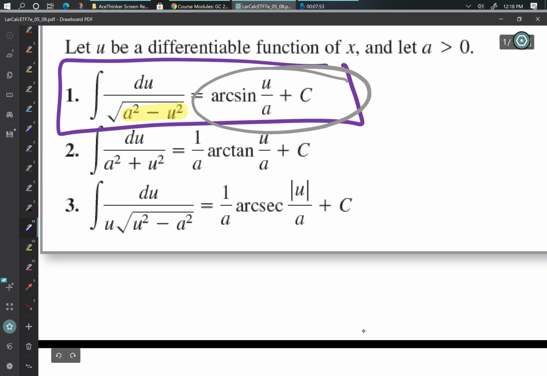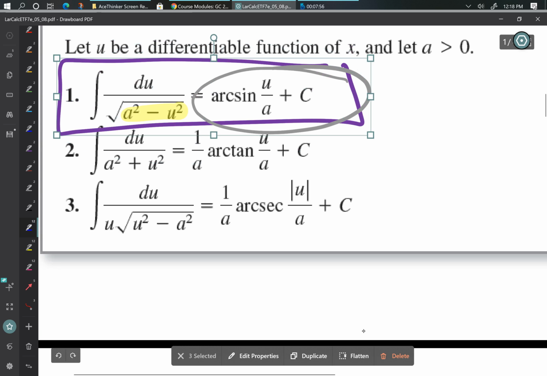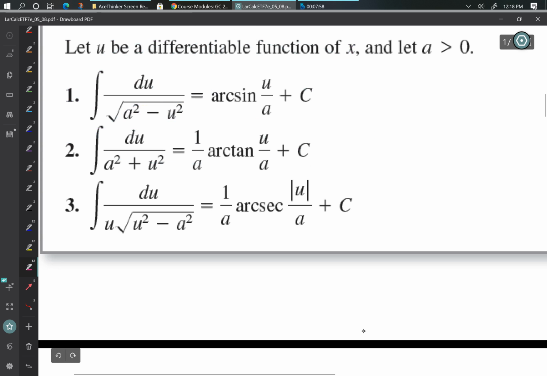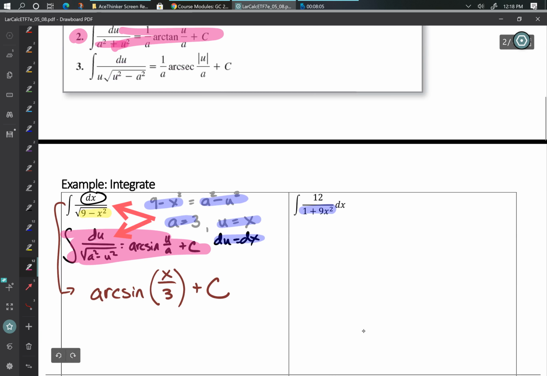So I'm no longer looking at arc sine. Now I'm looking at arctangent. I'm looking at number 2 there. Okay? So what I'm going to do is I'm going to copy that formula down and see if I can make all the pieces and parts match. The formula says du over a squared plus u squared is going to be equal to 1 over a arctangent u over a plus c.